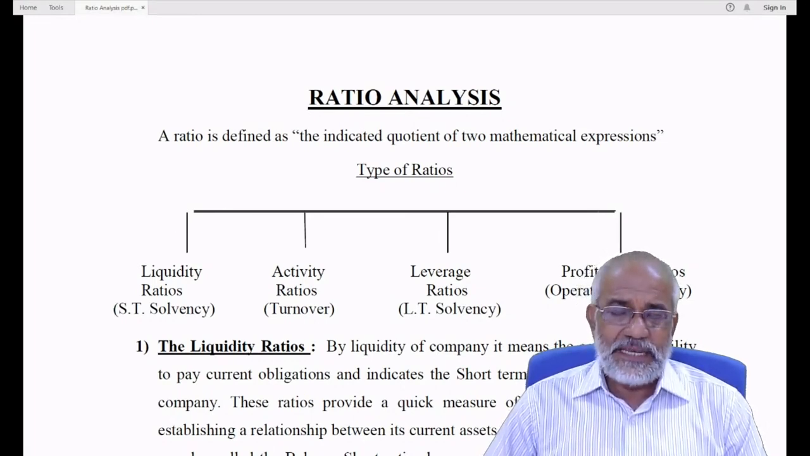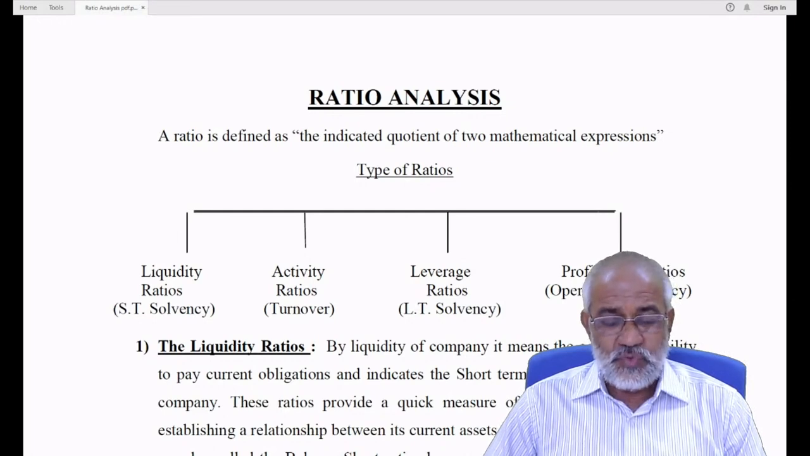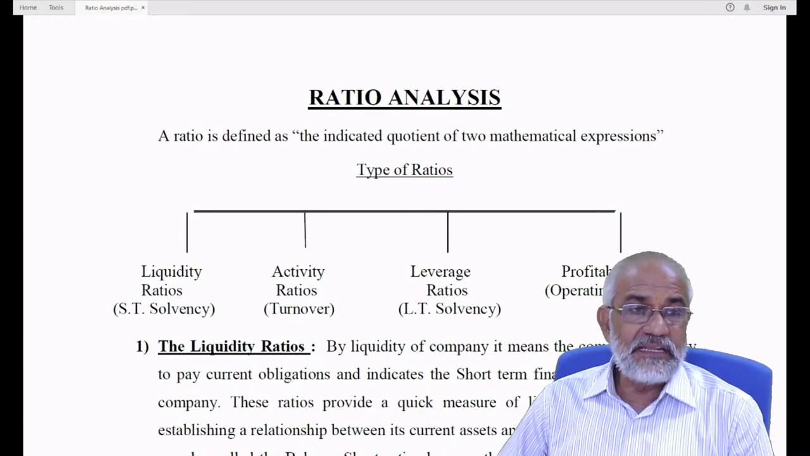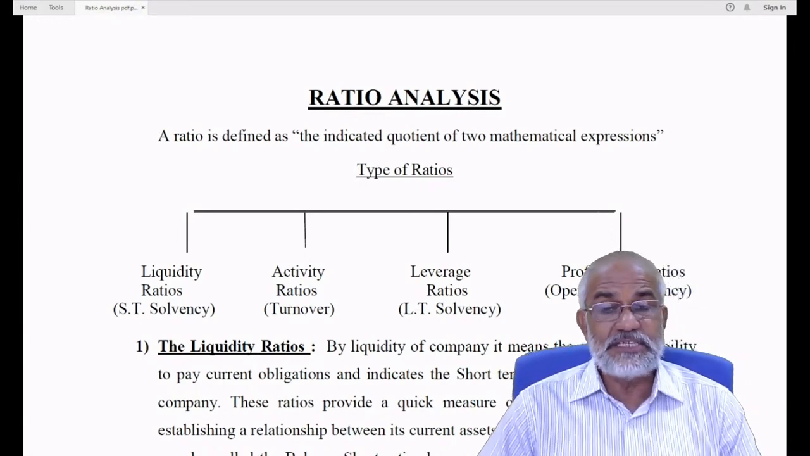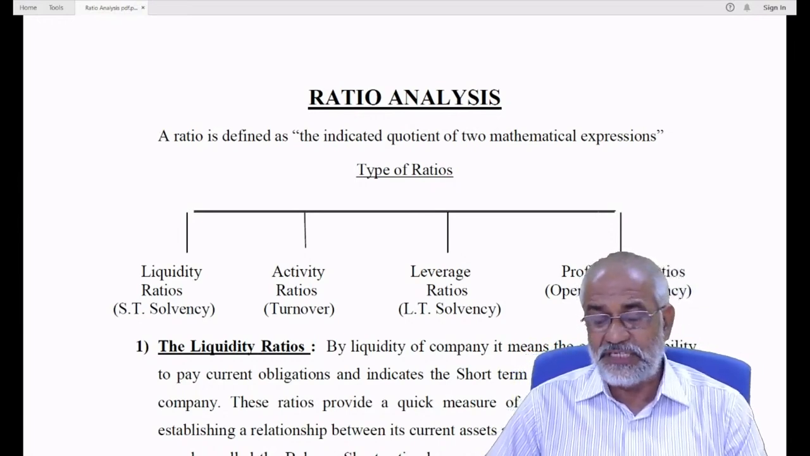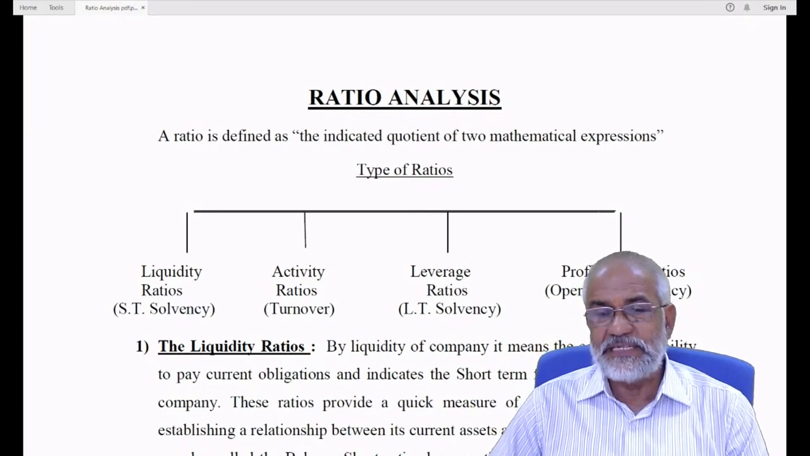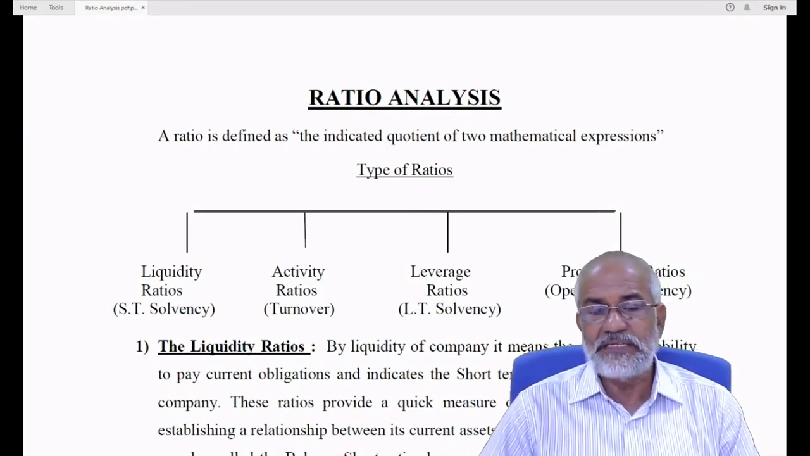Ratio analysis has been classified in two ways. The first one is the traditional classification. Traditional classification of ratios is of three types. One is the income statement ratio. Second one is the balance sheet ratios, and third one is the combined ratios.